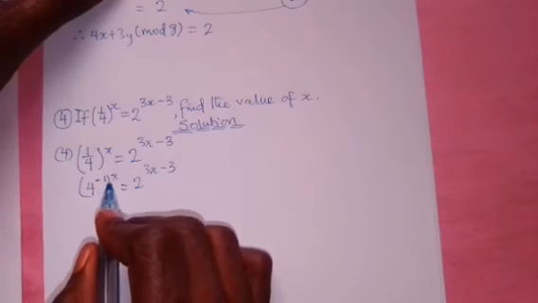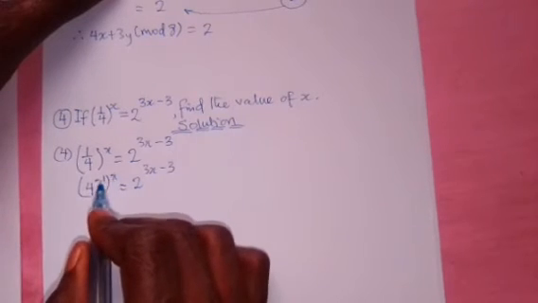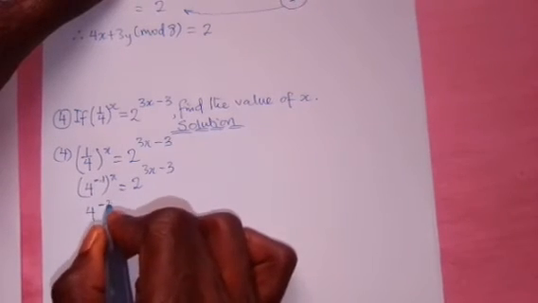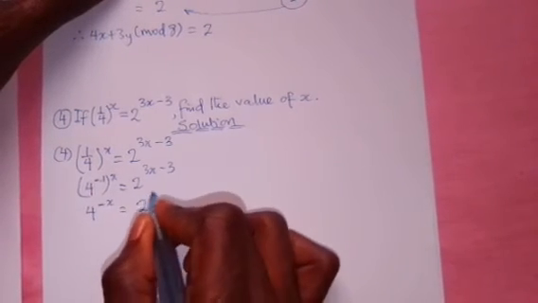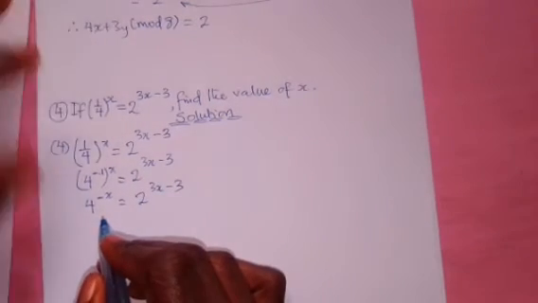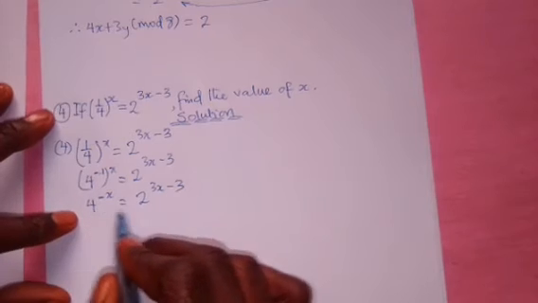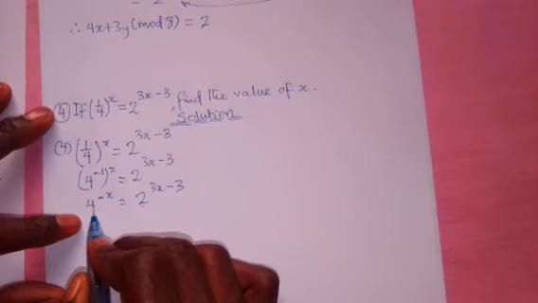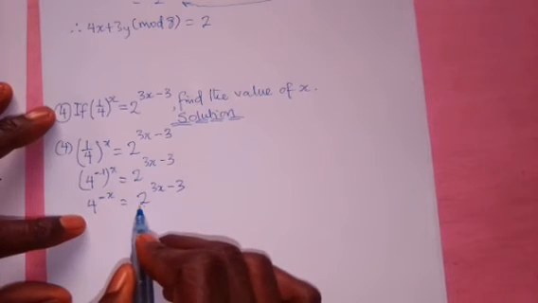Then the next thing we do is to multiply the powers, the x and the minus 1 that is here. So we have 4 power minus x equals 2 power 3x minus 3. Now the next thing we are going to do is this. If you check, the base here is 2, and the base here is 4. 4 can be broken down into 2.